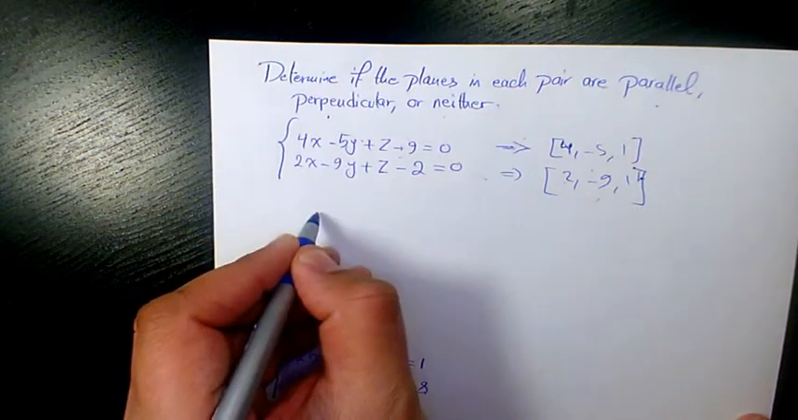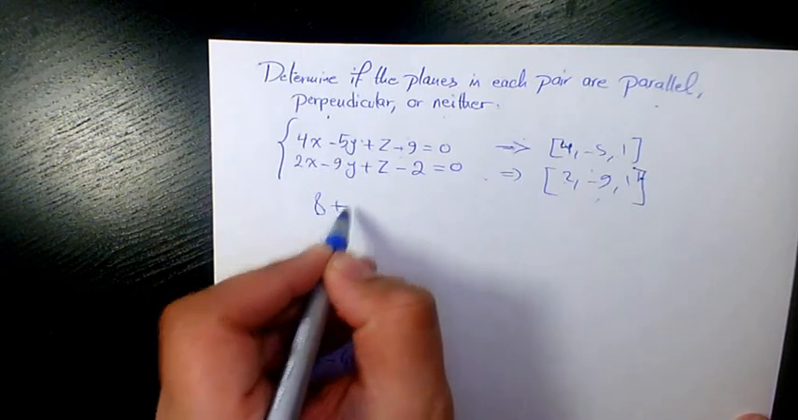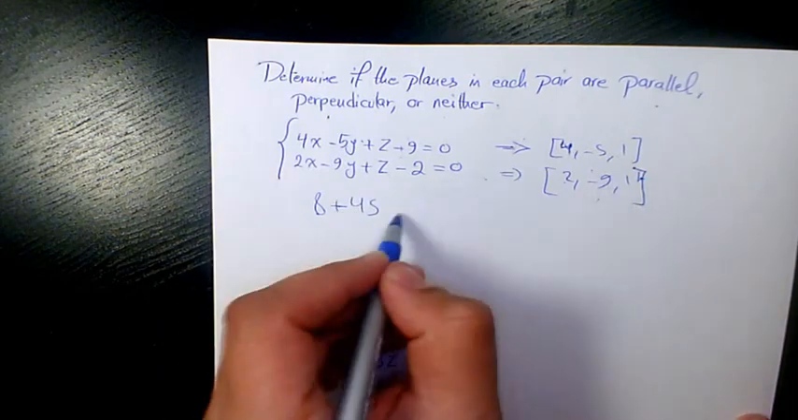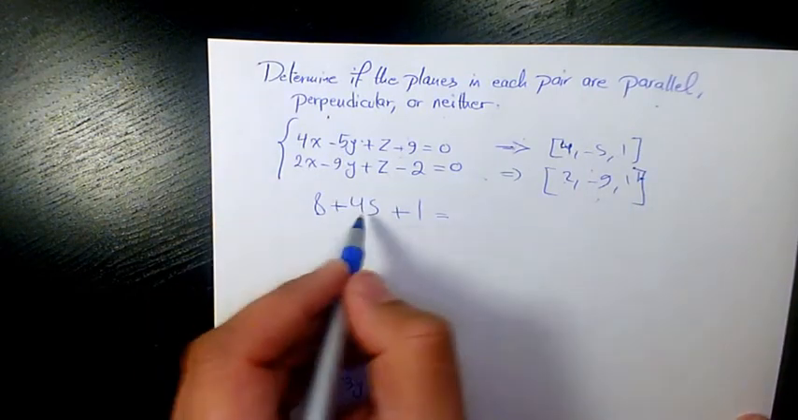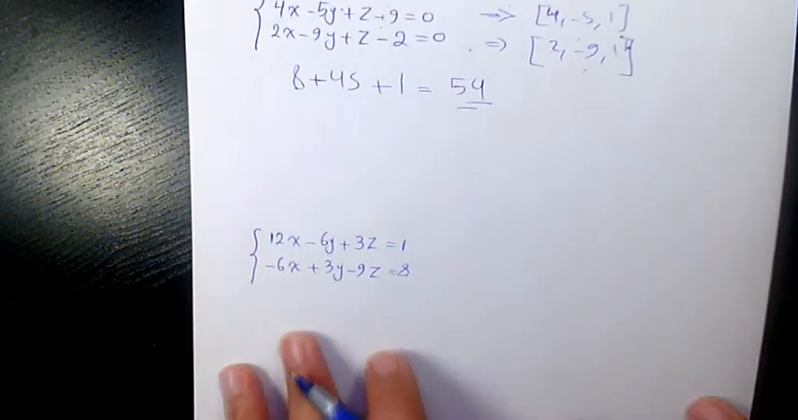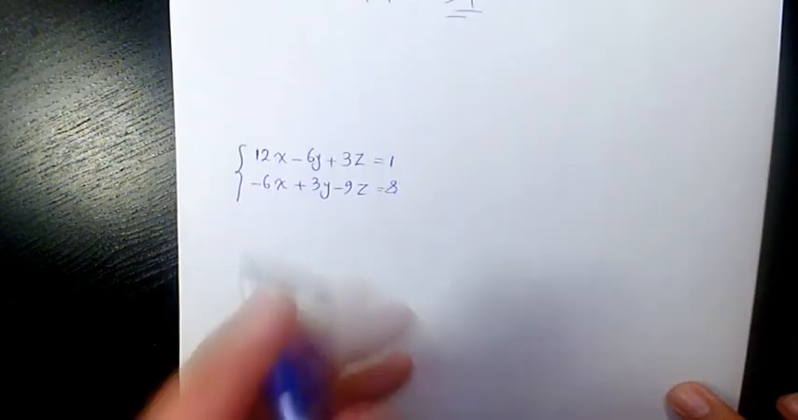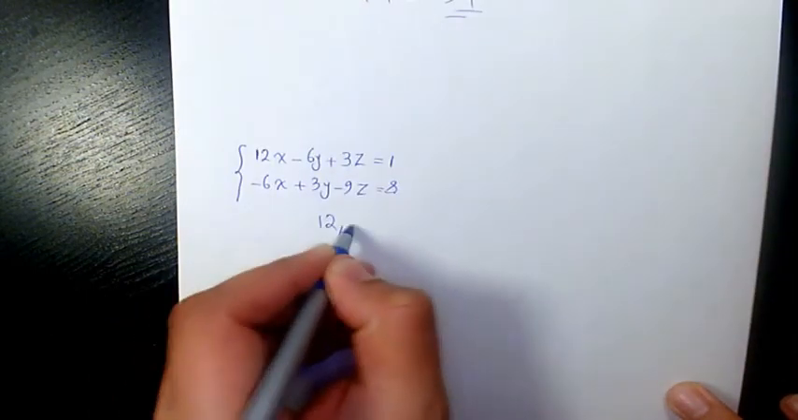So 4 times 2 is 8. Negative 5 times negative 9 is positive 45. 1 times 1 is 1. So it's going to be 54. So that's neither. Next one, we have 12, negative 6, and 3.